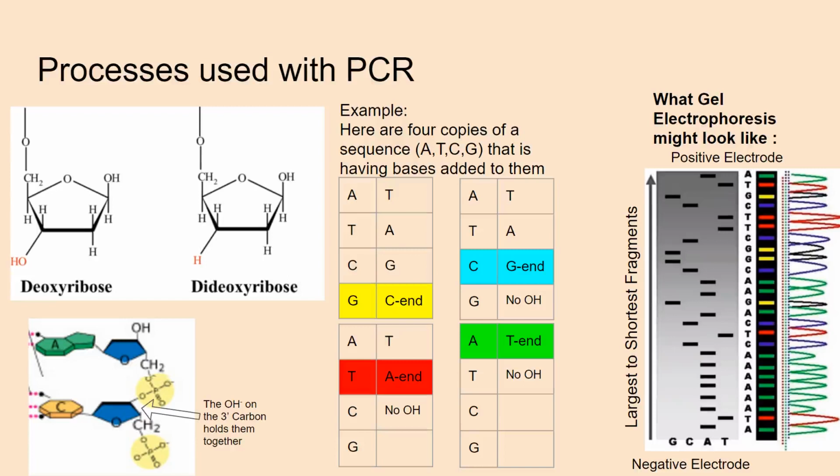So what are some processes that are used with PCR, since so far I've just explained copying DNA? One that is very commonly used with PCR is the Sanger method of DNA sequencing. And this process is actually very similar to PCR. It has the same steps: it's got annealing, denaturation, extension, all those. But there are a few key differences that make them different.